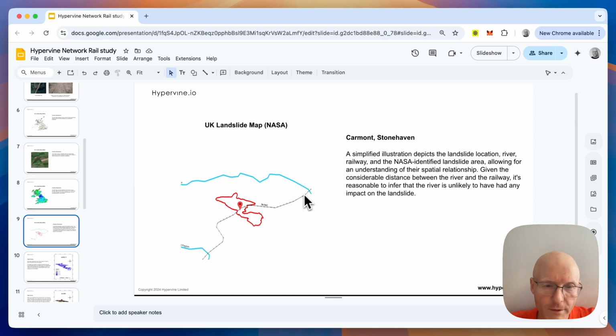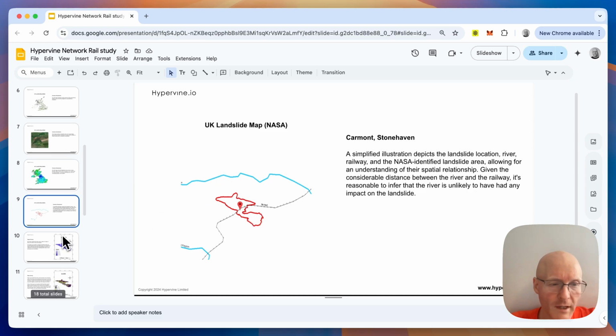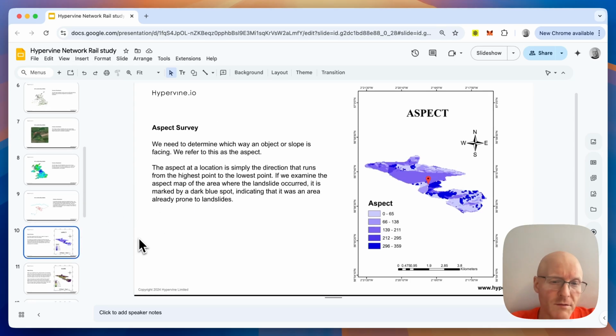So this is our railway track going through here. This is our landslide point. It's produced by NASA. And you can see this red point in the middle, that's where the accident actually happened. So here you can see the rivers are quite far away from it and wouldn't have impacted that landslide at that point. So then we did some other different types of surveys to have a look at how the landslide might have occurred or what other factors might have been happening there.